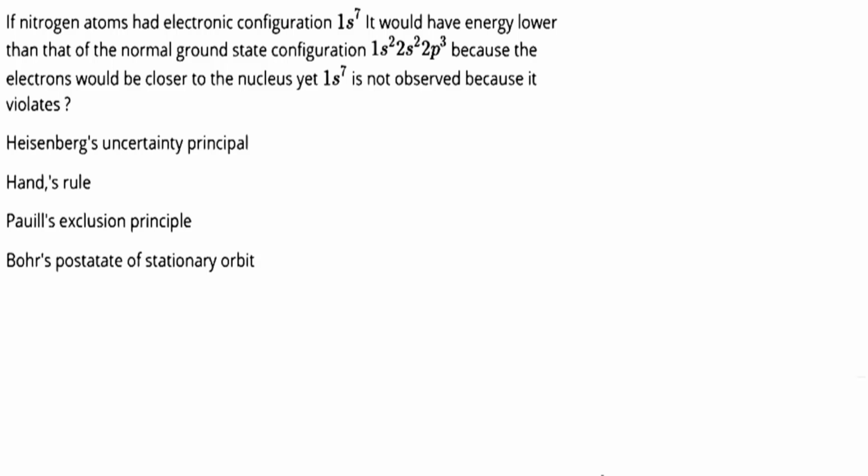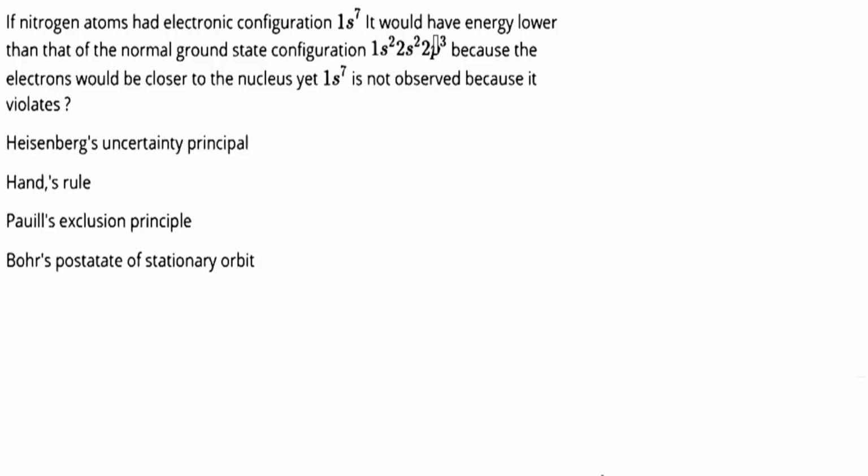In this question, it is given that nitrogen atoms had electronic configuration 1s7. It would have energy lower than that of the normal ground state configuration. So we know that nitrogen atoms have configuration 1s2, 2s2, and 2p3. But if 1s7 would have been the configuration, the energy would have been less. But still 1s7 is not observed.